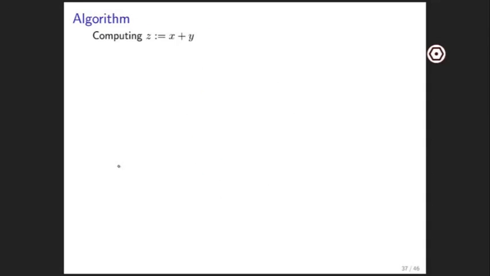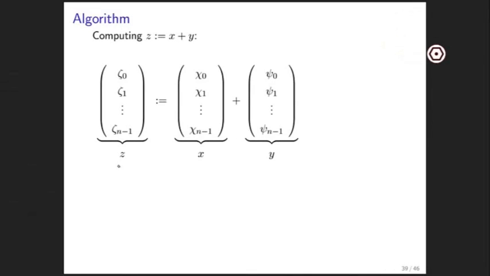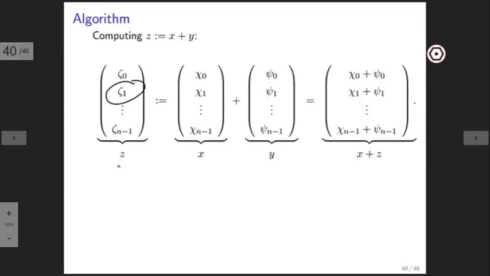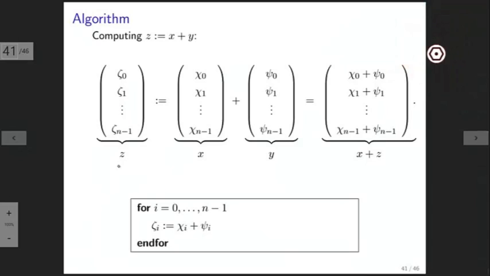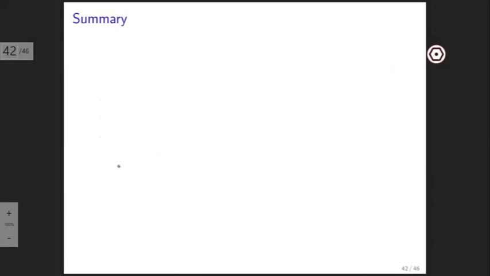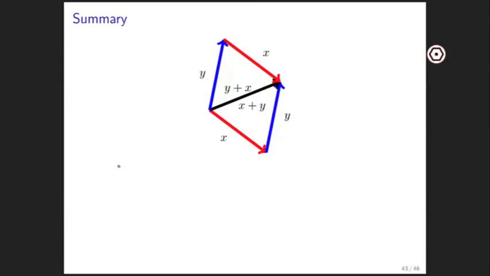Now what if we want an algorithm that computes z becomes x plus y? We can take z and view it as its components, do the same for x and y, and then any particular component of z, say zeta 1, just becomes chi 1 plus psi 1. We can write this as an algorithm where each component zeta sub i is computed as zeta sub i becomes chi sub i plus psi sub i, the ith component of x plus the ith component of y, right there. And then all you need to do is write a for loop that executes that for i from 0 to n minus 1. To summarize, this is the picture to keep in mind when you add x to y.